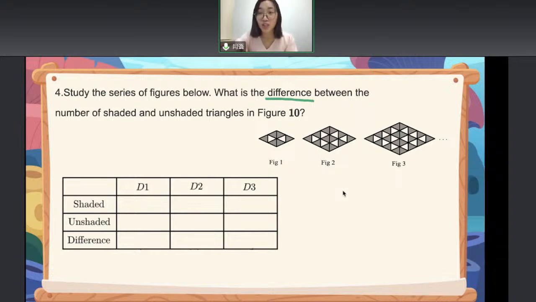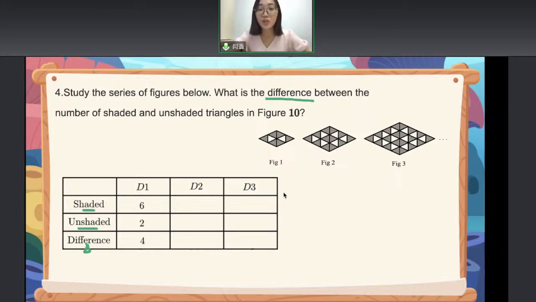So actually in this question, for your table, you need to draw out shaded, unshaded, and based on these two parts, you need to count the difference. Let's have a look. In figure 1, how many shaded triangles are there? Yes, we have 6. And how many unshaded triangles? Super easy for you. One left, one right. Okay, so here we have 2. So what is the difference between 6 and 2? The bigger number minus the smaller number, it should be 4.